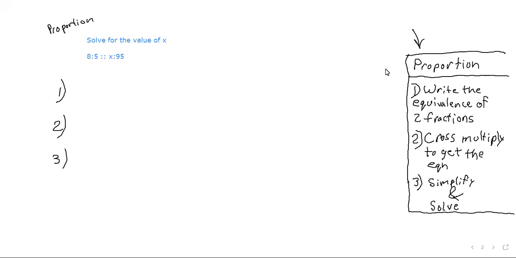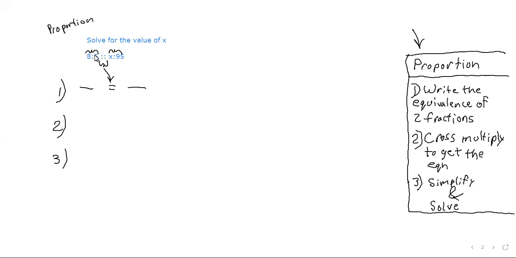Okay. The first one is we're going to write the equivalence of two fractions. So what is that? That's exactly what it sounds. We're going to write one fraction equals another fraction. Okay. And how do we do that? Well, let's get these four dots out of the way first. Demystify this. All these four dots mean is the equal sign. That's it. And then these two dots, this is the ratio, 8 to 5. And this is the other ratio, x to 95.